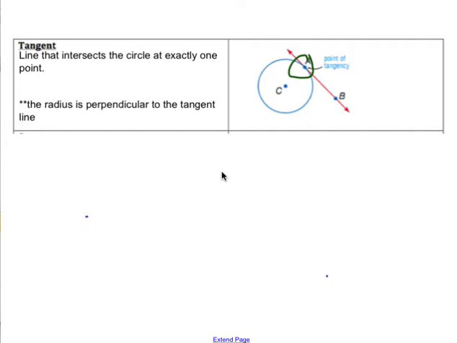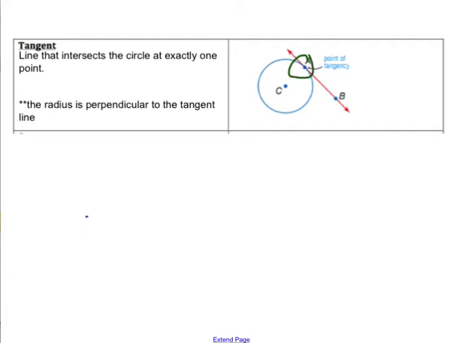Also recall that the radius is perpendicular to the tangent. So if we have a radius extending out this way, then that's going to be perpendicular to that tangent, okay? We were using that in previous note sheets to find right angles of triangles, and that's something we're going to be using moving forward as well. So that's just a reminder of tangents.